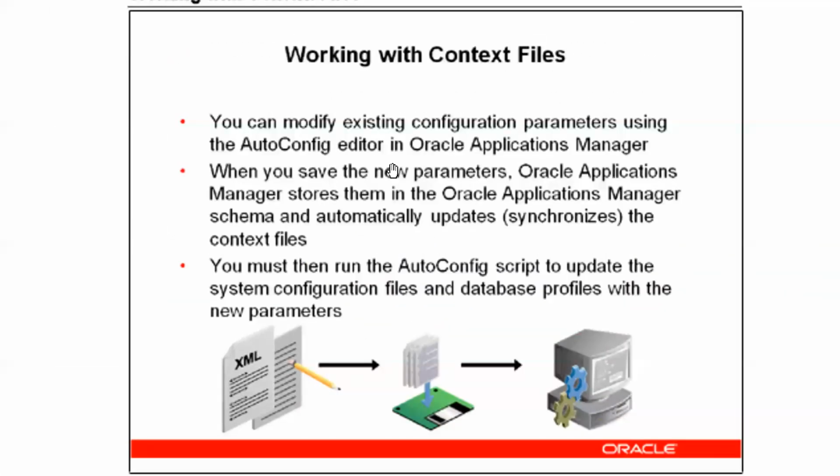Working with context files, you can modify existing configuration parameters using the AutoConfig editor in the OEM. Any changes you have to do from OEM, that is the recommended way. When you save the new parameters, Oracle Application Manager stores them in the Oracle Application Manager schema and automatically updates and synchronizes the context file. Yes, whenever you save changes, it will get updated.